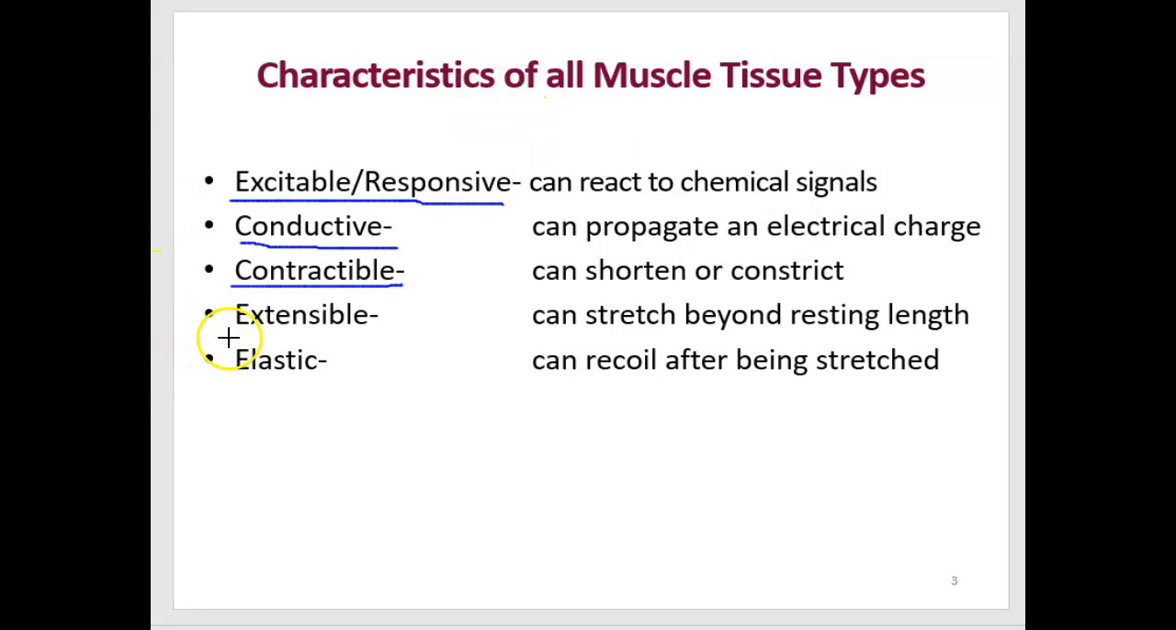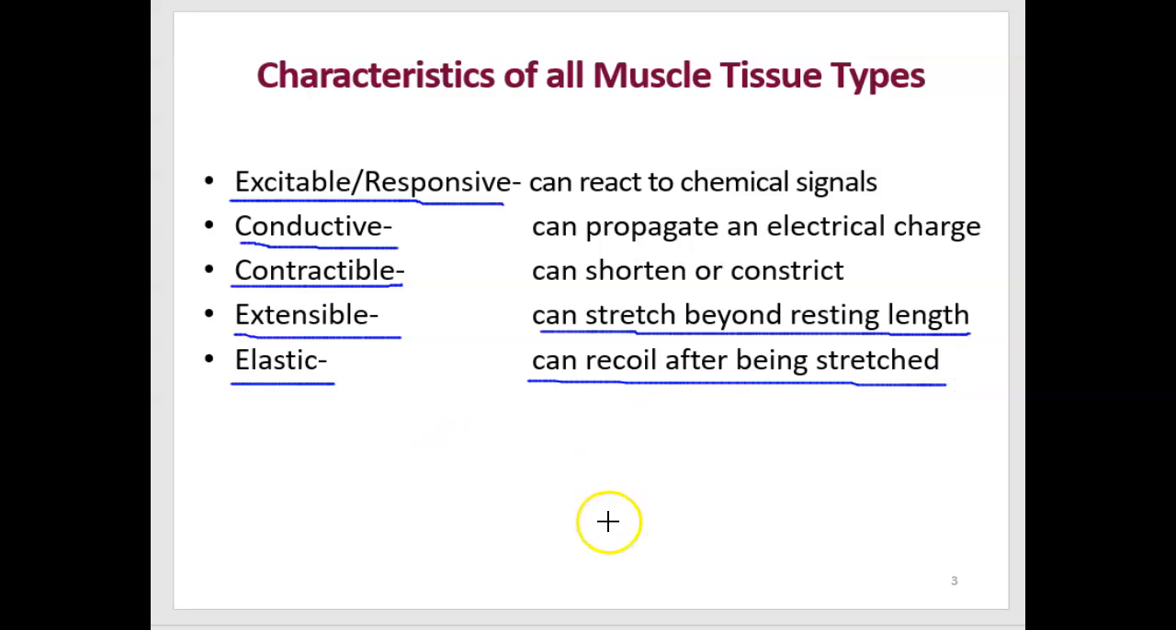Every tissue type is extensible. That means that every cell can stretch beyond its resting length and not be harmed, still able to contract. And all the tissue types are elastic, meaning after they're stretched, they can recoil back to a resting length.